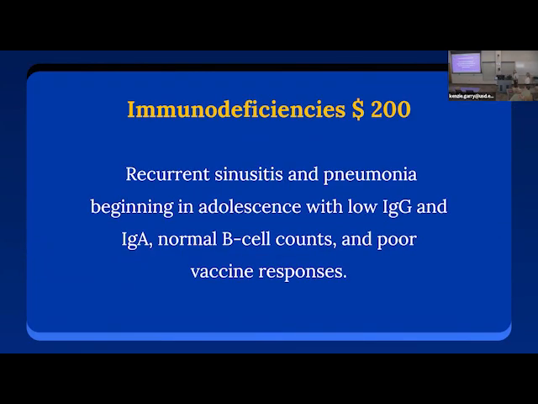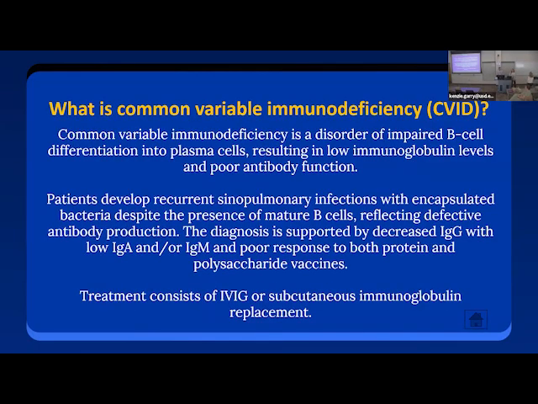Recurrent sinusitis and pneumonia beginning in adolescence with low IgG and IgA, normal B cell counts, and poor vaccine responses. Hypogammaglobulinemia. What is that? Something more specific. It's the combined variable immunodeficiency. So it's common variable immunodeficiency. Yeah, I knew what you meant.